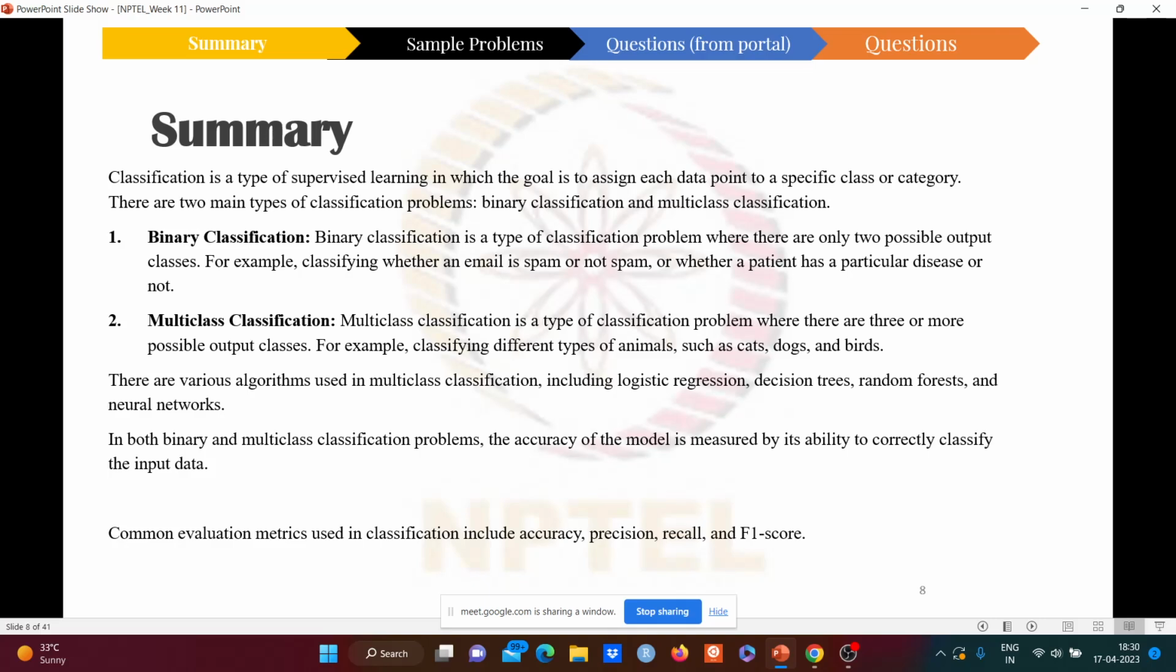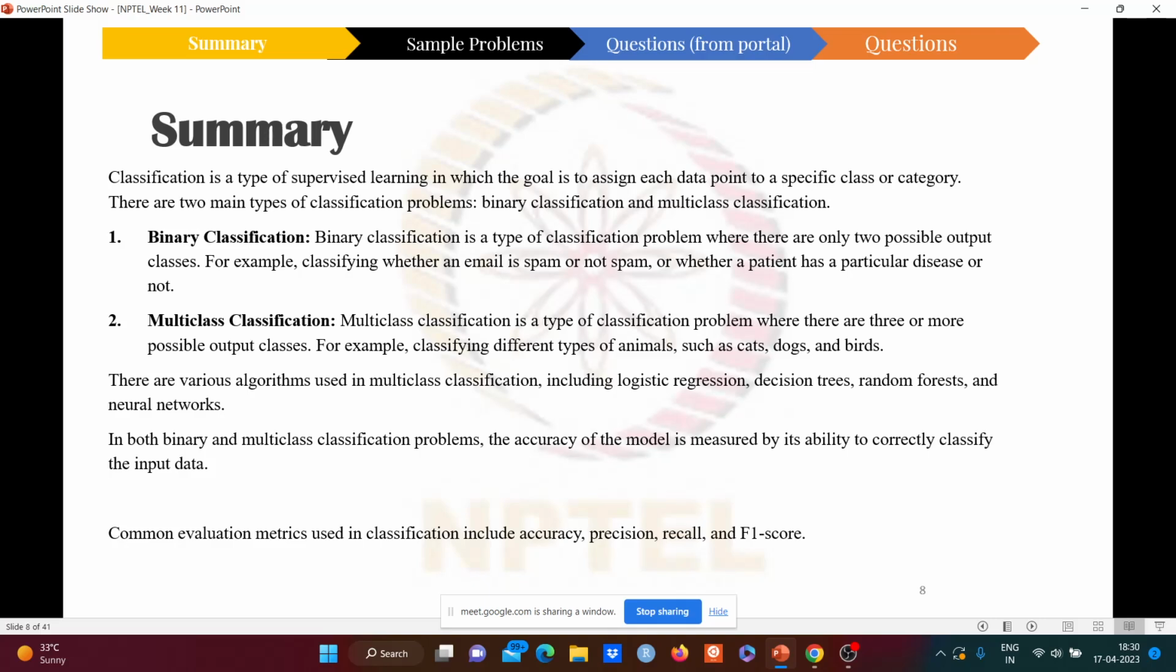Next is multi-class classification, which is a classification problem where three or more possible output classes could be present. For example, classifying different types of animals such as cats, dogs, and birds. There are various algorithms used in multi-class classification. Again, there are some common ones. Here, the only difference is that neural networks will also be used.